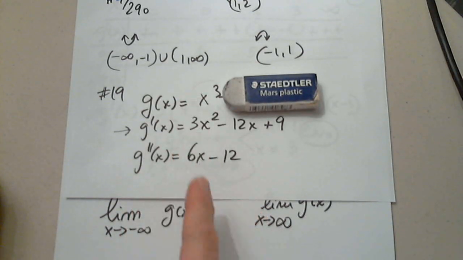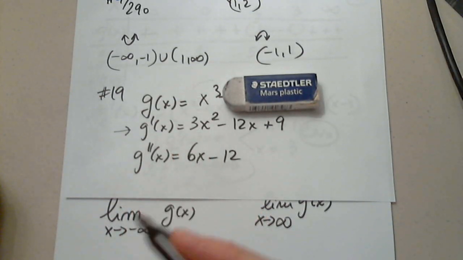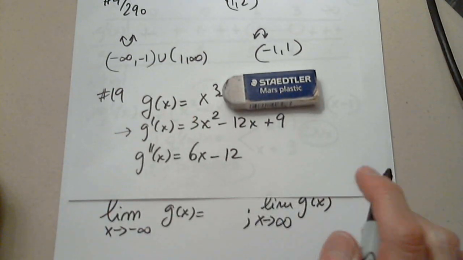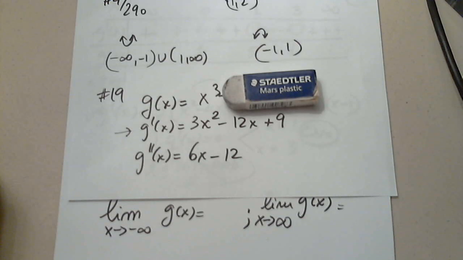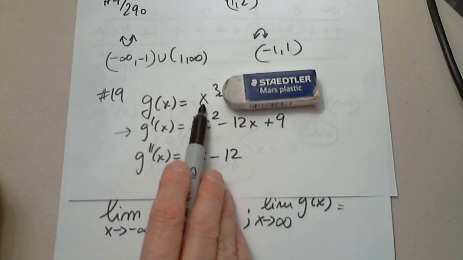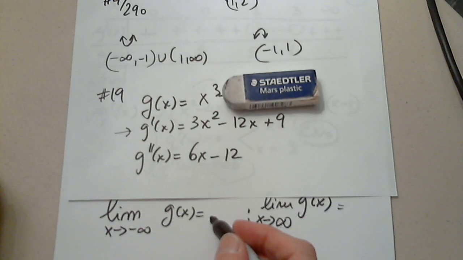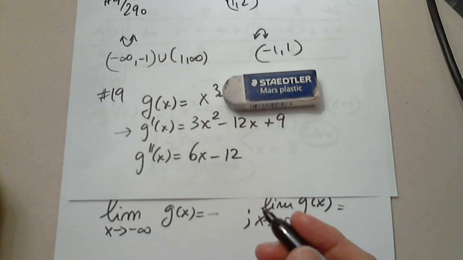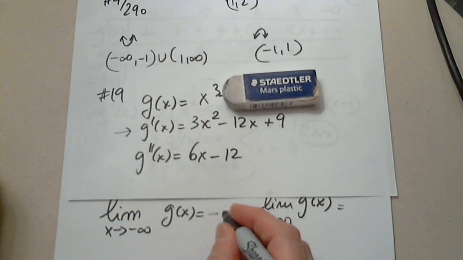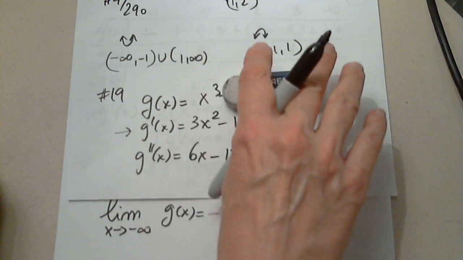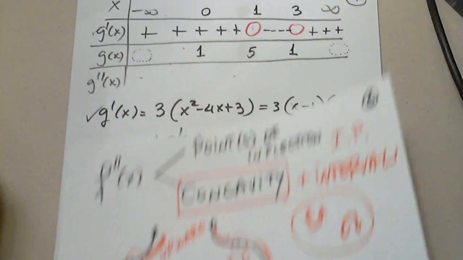So don't even bother with the other ones. Plug in negative infinity and tell me what to write. And then plug in infinity and tell me what to write. Negative infinity to the 3rd power. What will that be? Negative what? Negative infinity. Excellent. And here, infinity to the 3rd power would be what? Positive infinity. That's it.